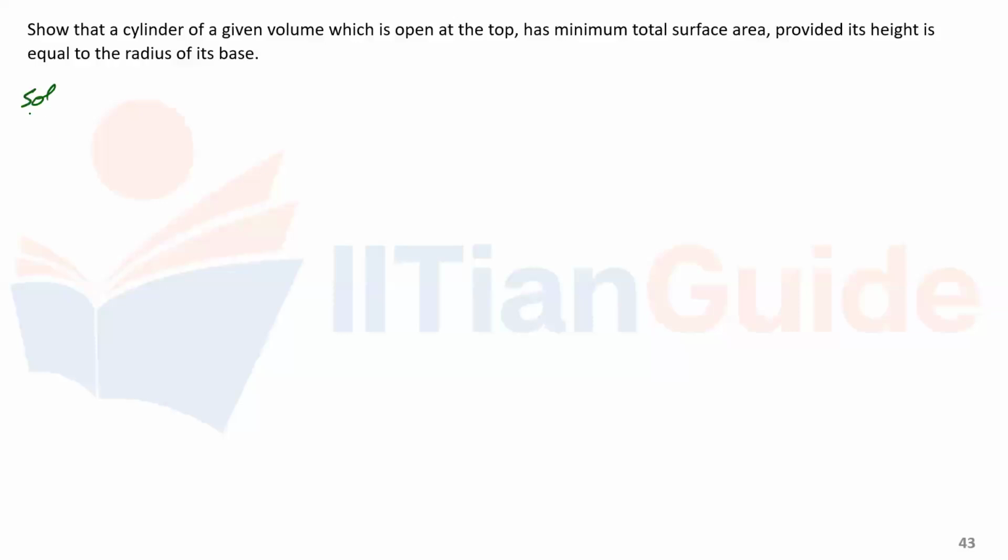Show that a cylinder of a given volume which is open at the top has the minimum total surface area provided its height is equal to the diameter. Radius. Height and radius we need to prove equal. अभी फिगर बनाता हूँ, फिर बताता हूँ.